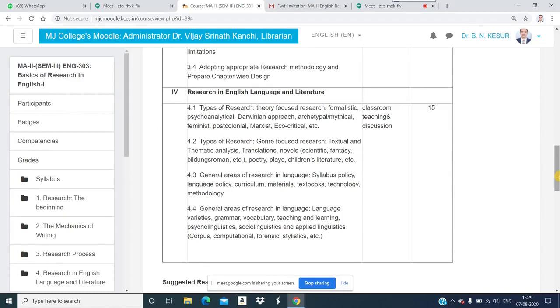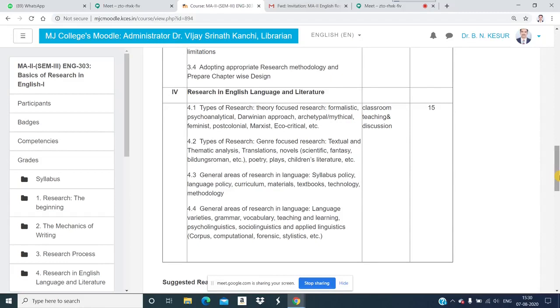Translations can be considered for study. Then novels, you may select scientific fiction or fantasy or bildungsroman, etc. So there are various kinds of novels and these can be considered for the study. One may select one novelist or the novels from a particular period or novels of a particular type.